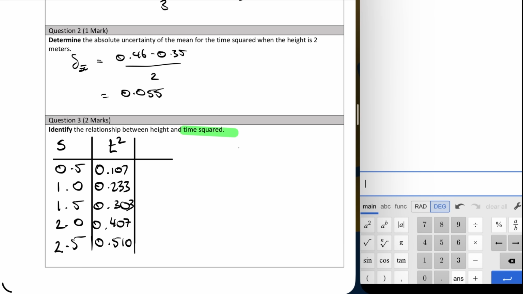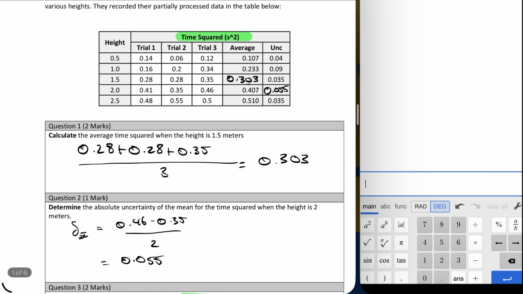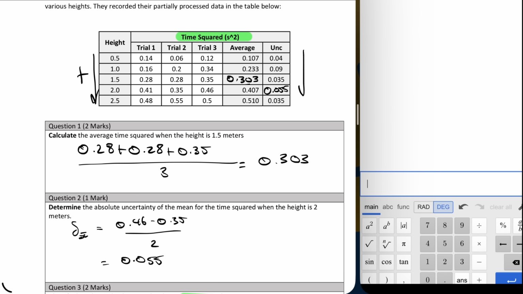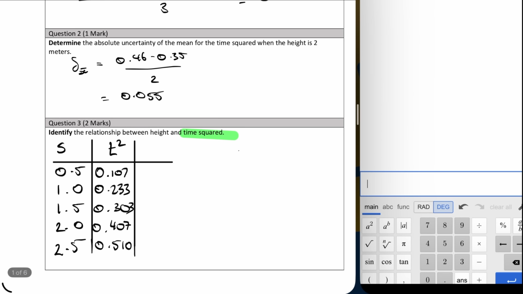Just be careful entering these in. Make sure that you don't make any transcription errors that might lead to a mistake, because it can make finding this relationship a bit more difficult. I can see that as height increases, my average time squared also increases. That's these values here. Because of that, I don't need to look at any sort of inverse relationship. I know that it's going to be proportional or proportional squared.